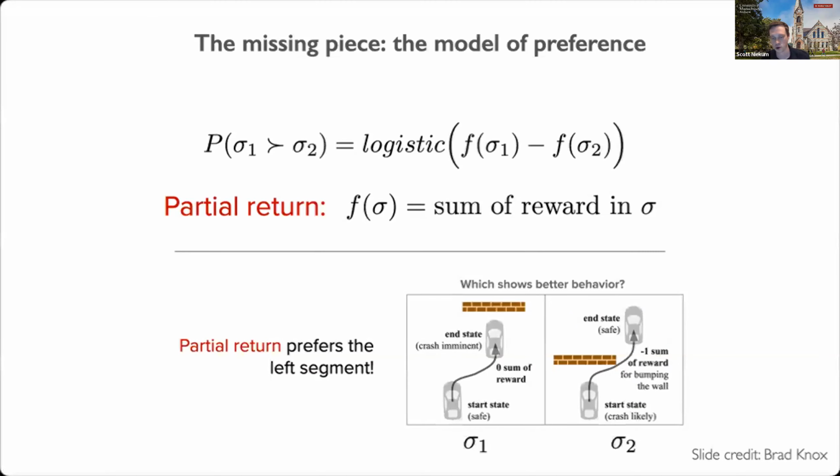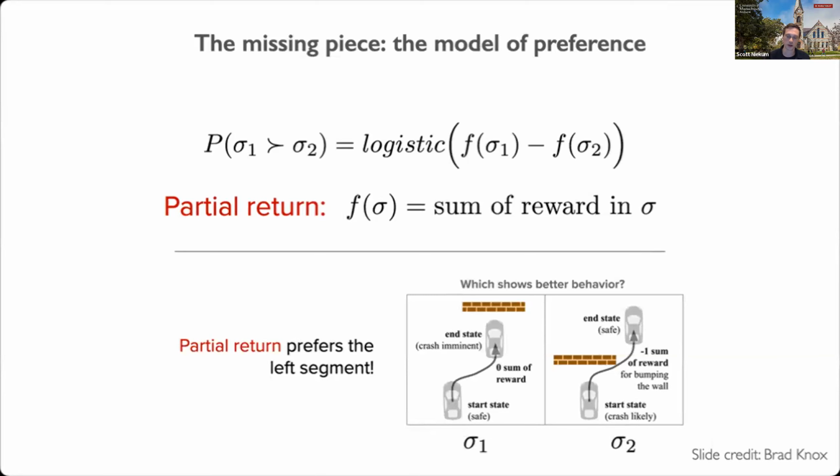In a slightly more complicated example, you could imagine on the left, you have a car that starts in a safe state where it's not going to hit a brick wall. And then it makes some really bad decisions, and it drives such that by the end of the trajectory, it's in a state where it is about to hit the brick wall, but it doesn't. And so there's zero total reward it gets for that trajectory.